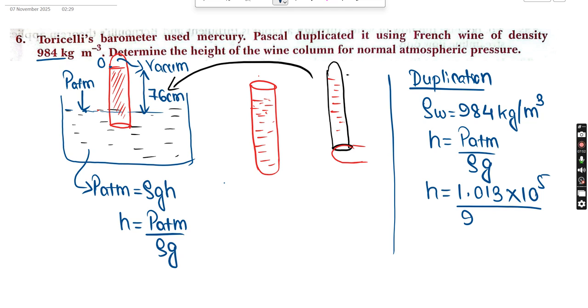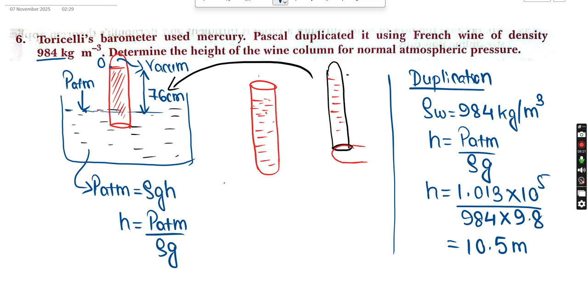And here the density is 984, and we need to put 9.8 for g. If you divide it, we are going to get a value of around 10.5 meter, right? Before that, we got around 76 centimeter, and in this case we are getting 10.5 meter, right?